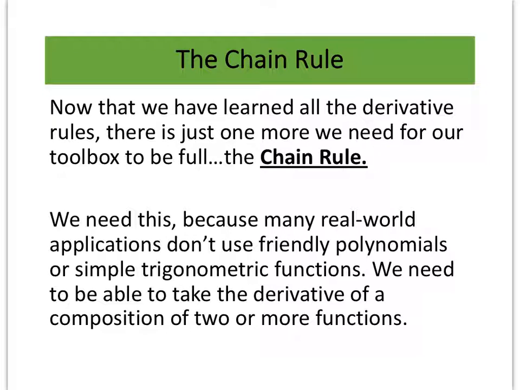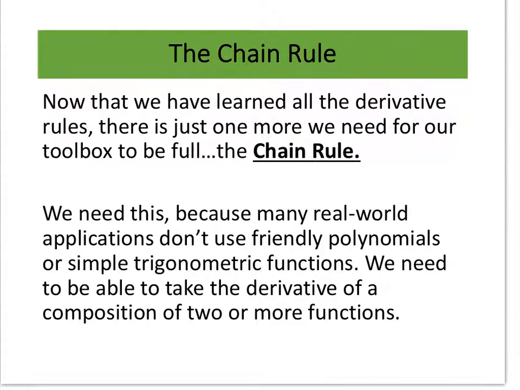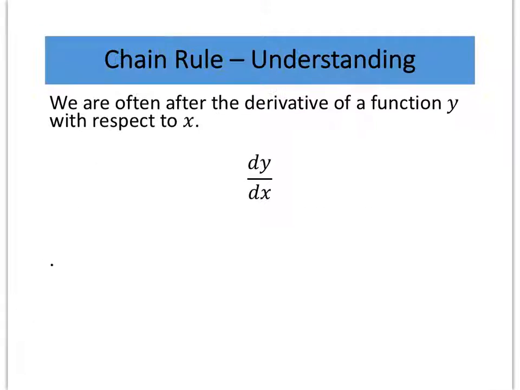And we need this because so many real-world applications don't use friendly polynomials like x squared and sine of x, for example, or e to the power of x. They use more complicated things, and we need to be able to take a derivative of a composition function. And that's like f of g of x or something along those lines. Maybe even more complicated than that, where there's a few nested inside of each other.